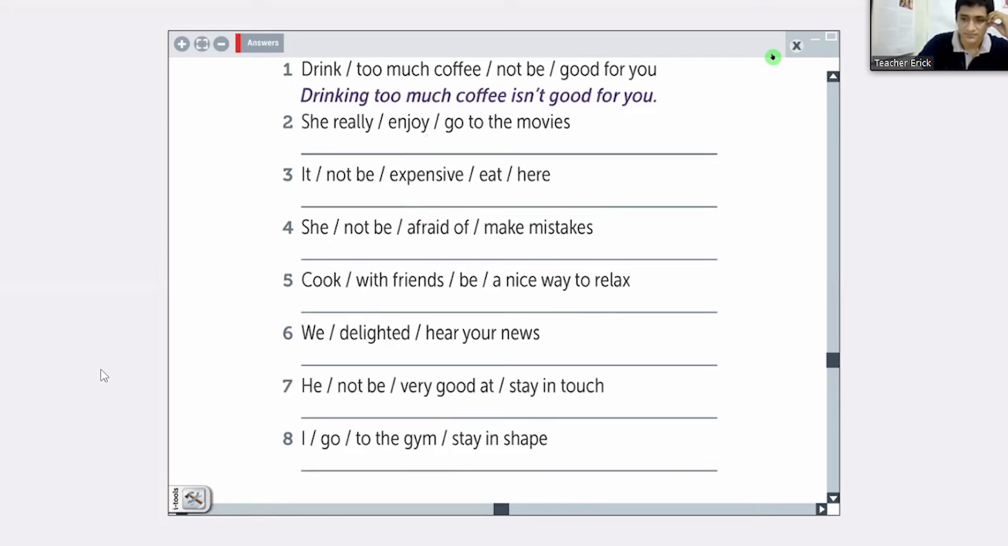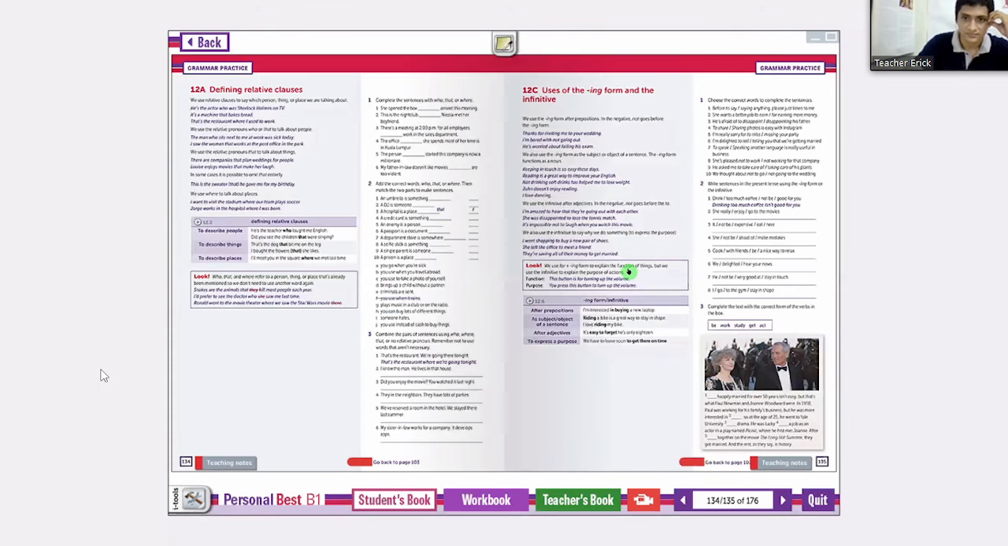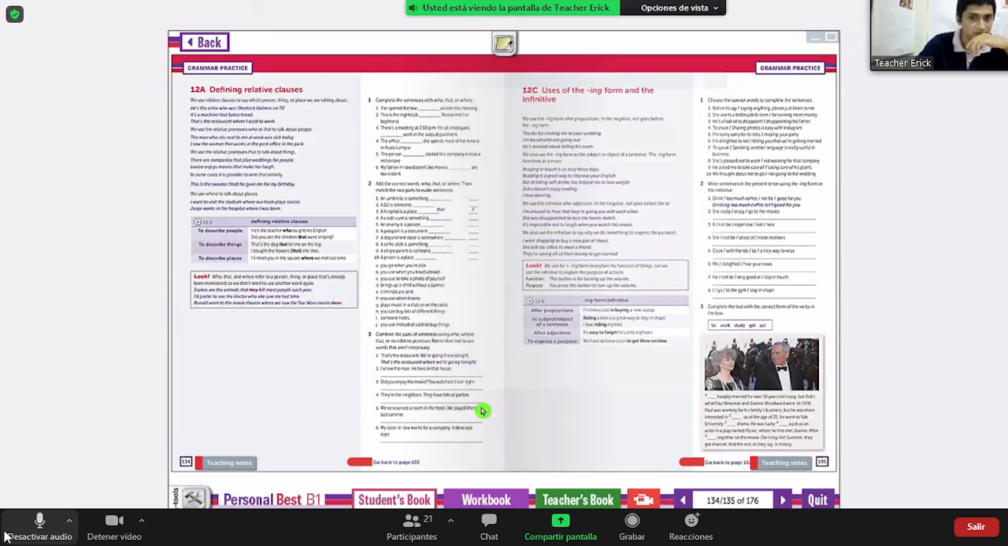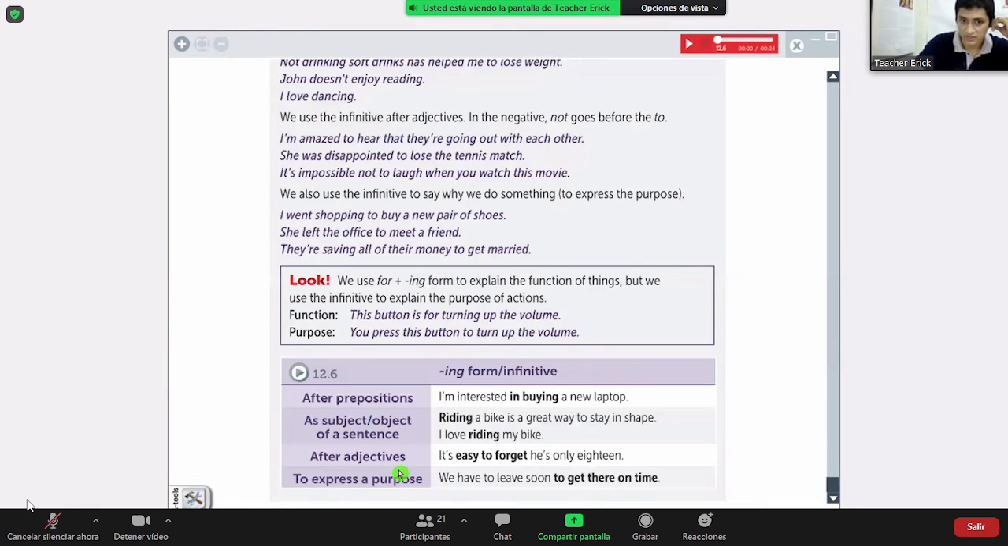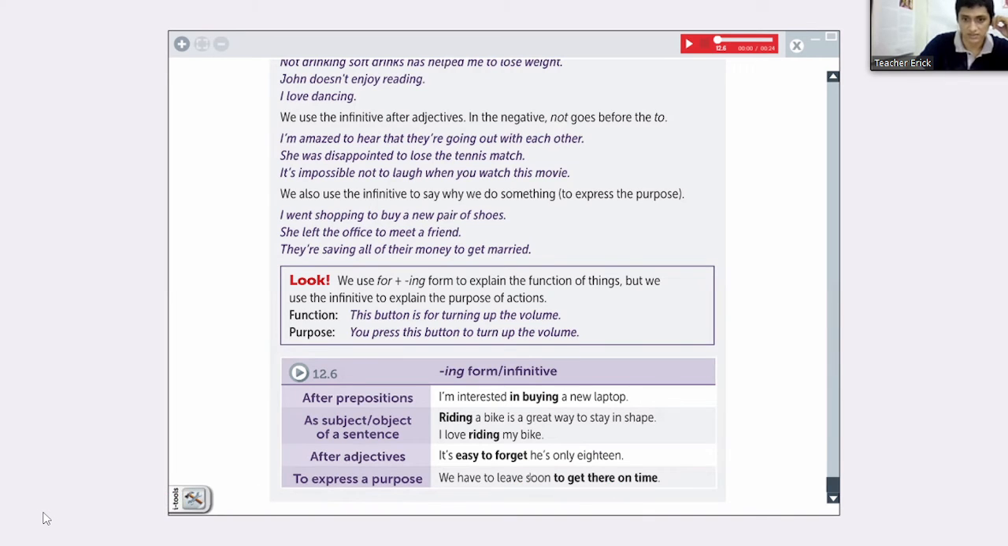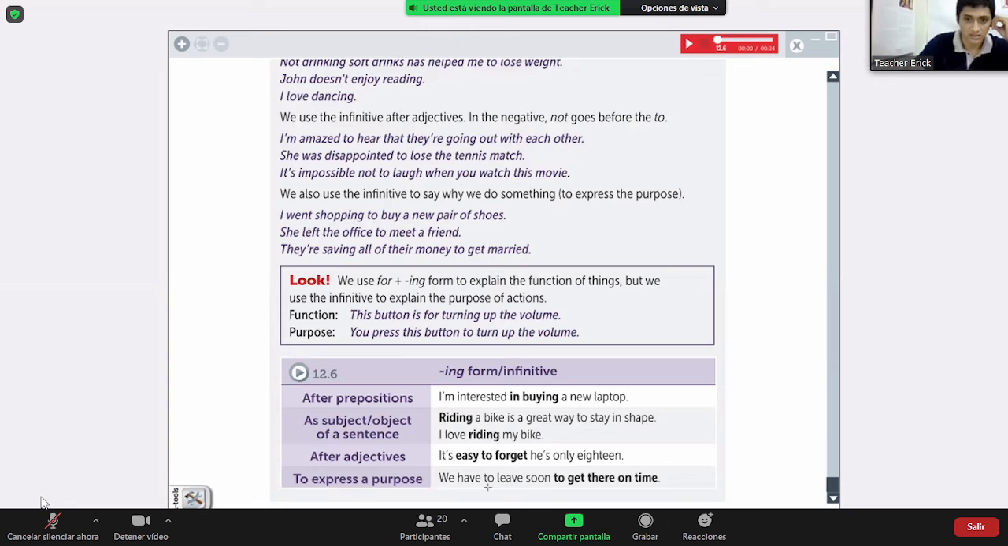132, los cuadros de infinitivo y para import. Hay dos cuadros. Aquí tiene ya: después de preposición, ING como sujeto, después de adjetivo. Para expresar propósito se usa infinitivo. We have to leave, ¿por qué? To get there in time. Para explicar o decir por qué, cuál es el propósito o el motivo, usamos infinitivo.